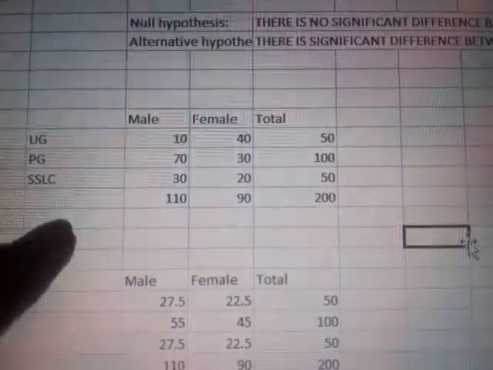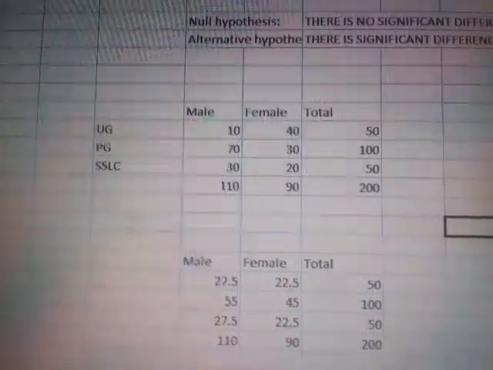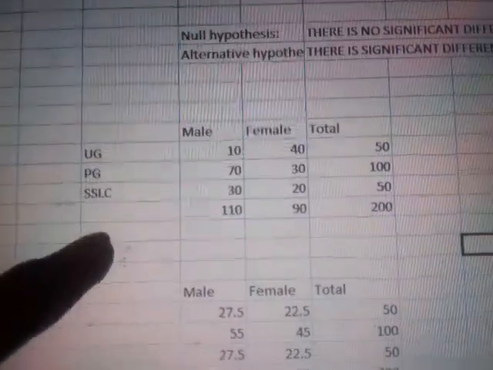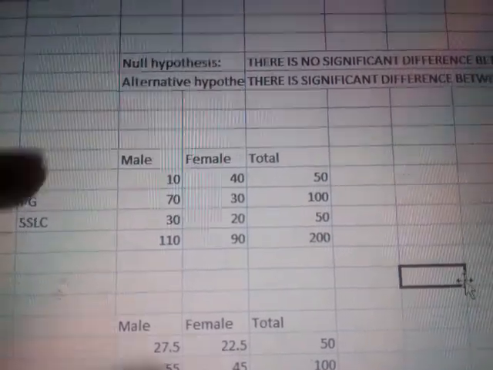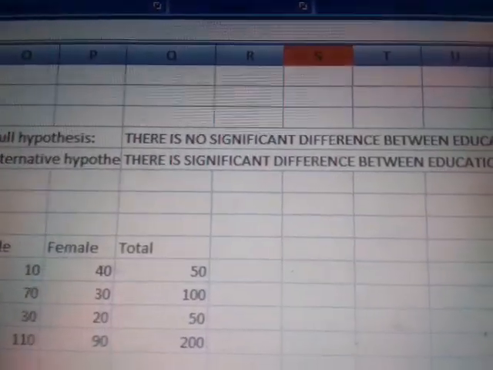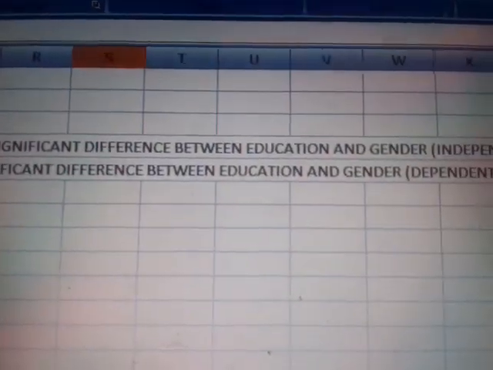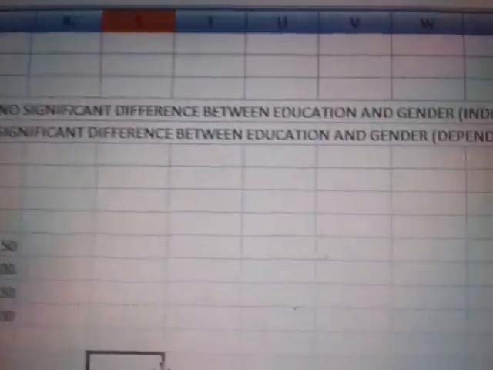Here I am going to test my hypothesis: there is no significant difference between education and gender. It means both are independent. My alternative hypothesis is there is a significant difference between education and gender, so both are dependent. This is the hypothesis I framed here.